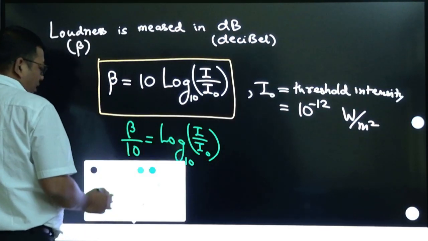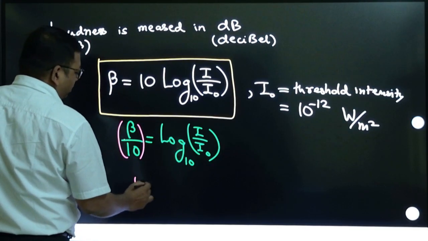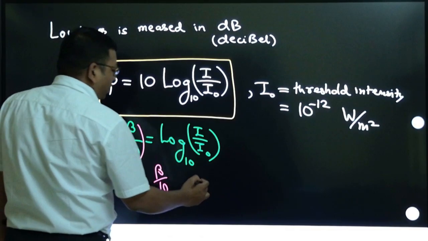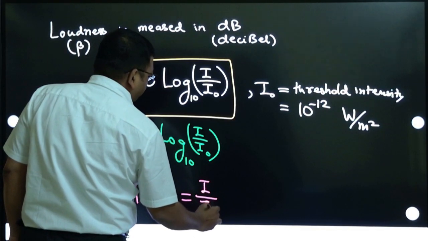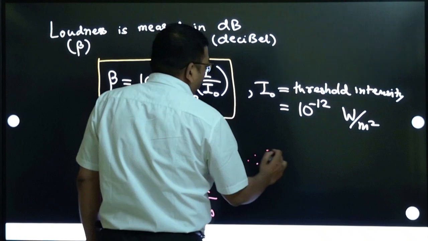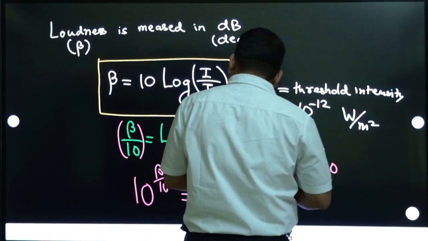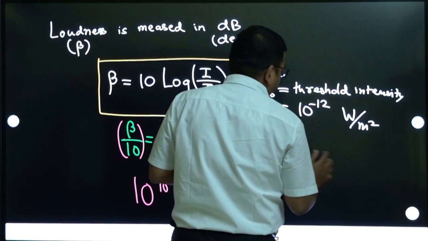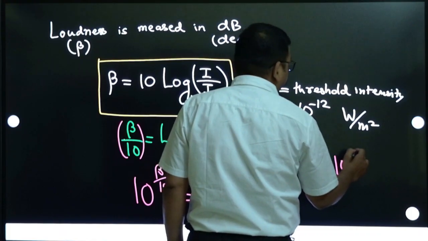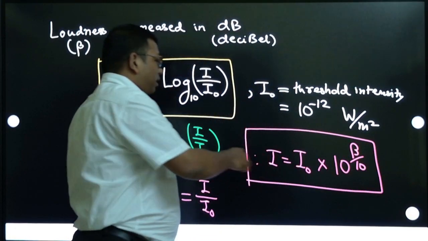Then I can write it like this. Log base means 10 to the power beta by 10 will become equal to I by I naught. Then I naught will multiply this side. So I can be written as I naught into 10 to the power beta by 10. Log is over now, this is the exponent. So this is how beta and I are related.